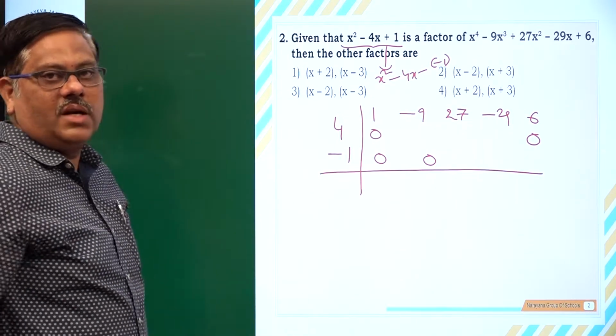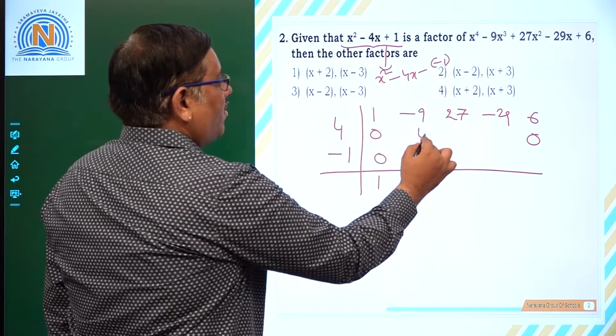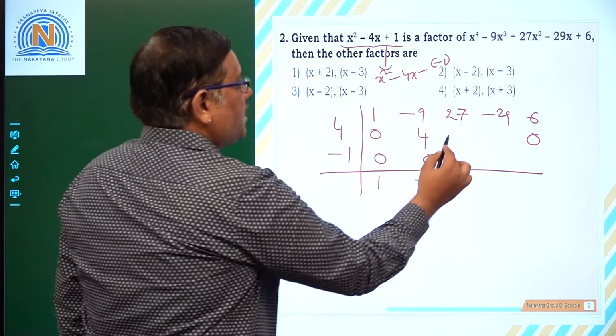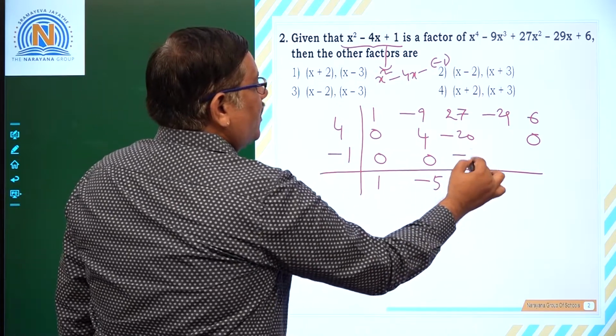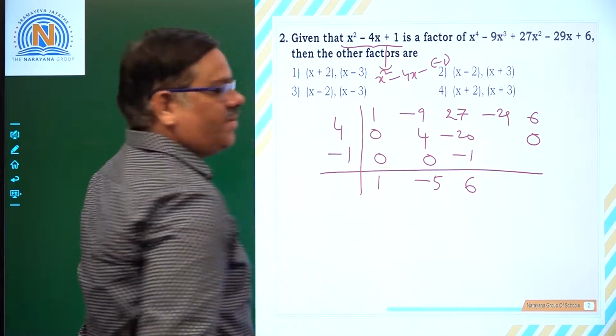There won't be any confusion later. Now, 1 plus 0 is 1. 4 ones are 4. As it is 0 already, you simply add these two, that is minus 5. 4 into minus 5 is minus 20. Minus 1 into 1 is minus 1. So what is the resultant now? 27 minus 21, that is nothing but 6 for us.